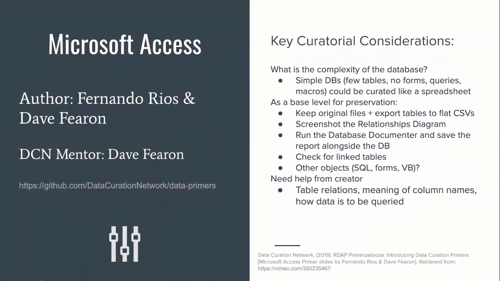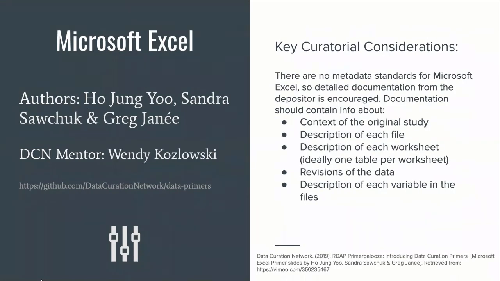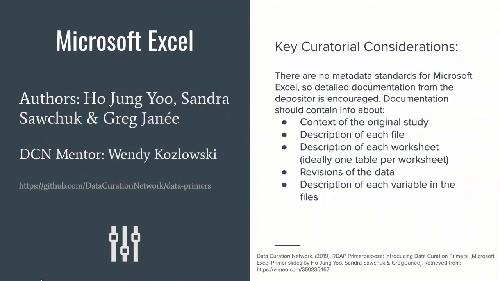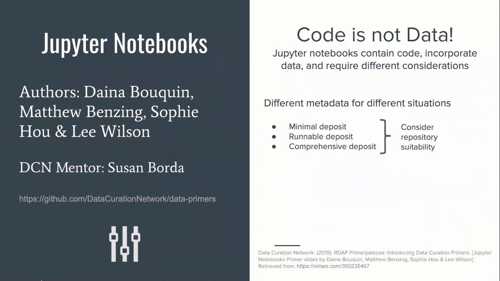Microsoft Access, we've actually seen this one being used in the community, which is really nice. We all get a lot of proprietary file formats in our repositories, and so mechanisms to evaluate what you need to do to make those reusable in the long term is really helpful. Excel, we get a lot of as well. Jupyter Notebooks has been really popular. One of the individuals who wrote this is super adamant that code is not data, even though it often comes with data in most cases.